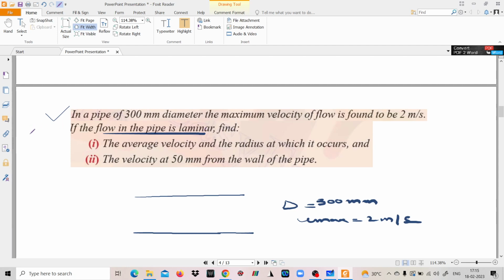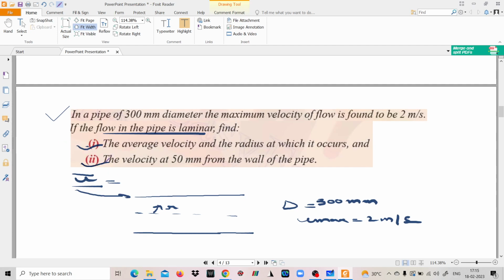So you have to find the average velocity. Okay, U average. And U average will definitely have some magnitude. So at what distance from the pipe center, that is, at what value of r does this U average occur. That is the first part.